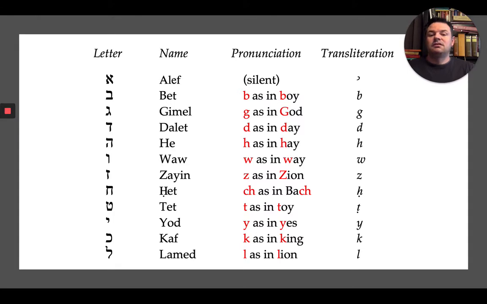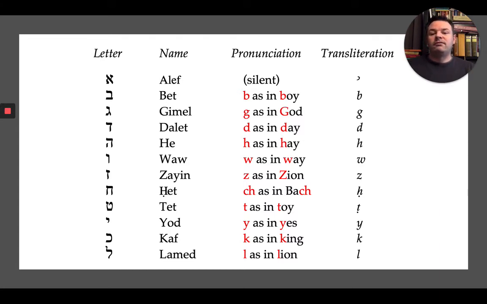Hey, like a bale of hay, is almost like what it sounds like. So the Bet sounds like a B, the Gimel sounds like a G, the Dalet sounds like a D, the Hey sounds like an H. Vav. So this is the W sound in Hebrew. If you're learning modern Hebrew, this has a V sound. It's called a Vav, and it has a V sound, but in classical Hebrew, it sounds like a W.